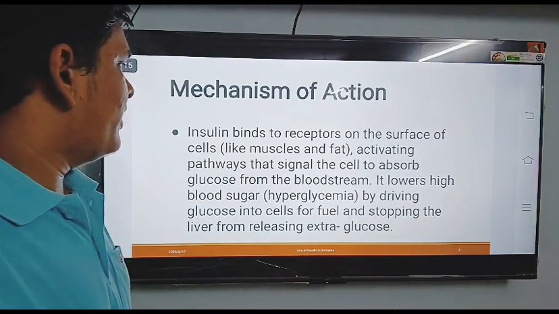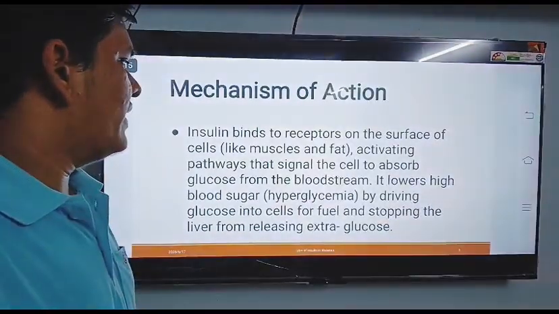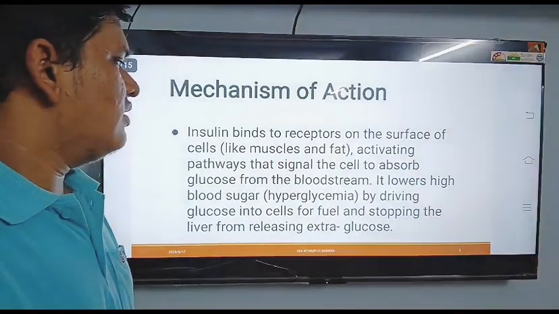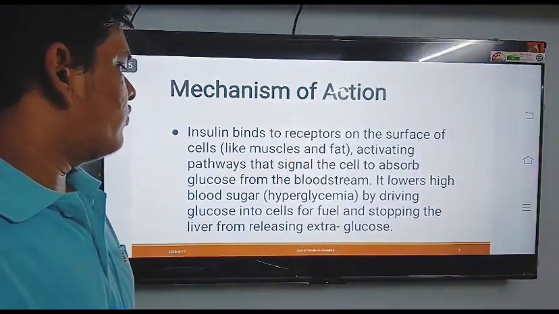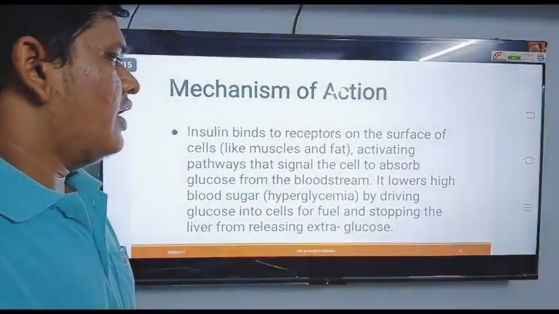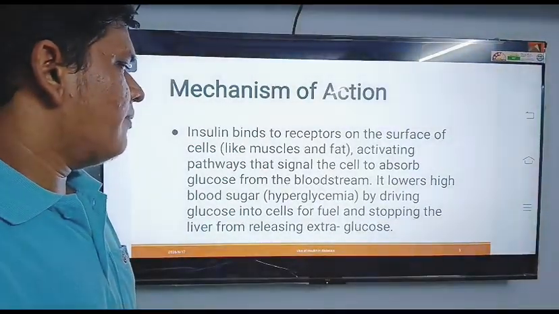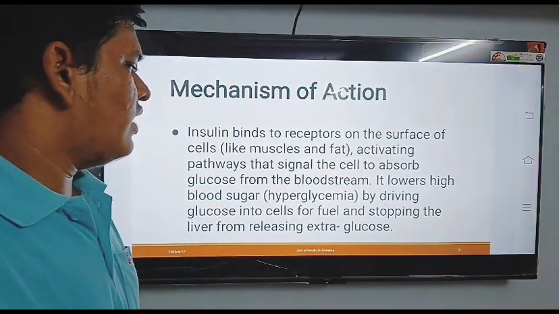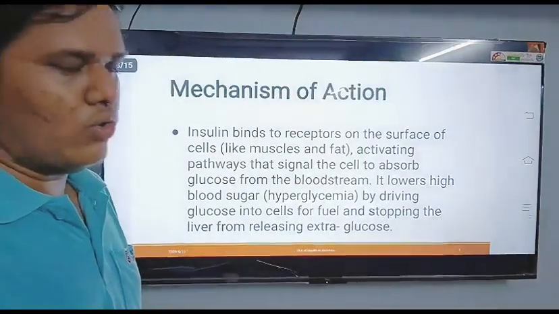Mechanism of action. Insulin binds to receptors on the surface of cells like muscles and fat, activating pathways that signal the cell to absorb glucose from the bloodstream. It lowers high blood sugar, hyperglycemia, by driving glucose into cells for fuel and stopping the liver from releasing extra glucose.